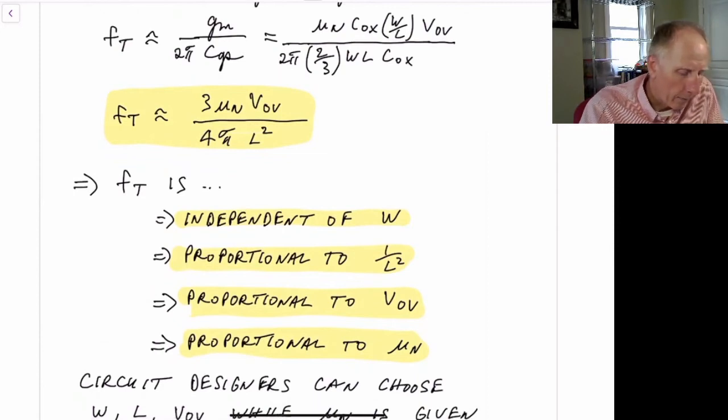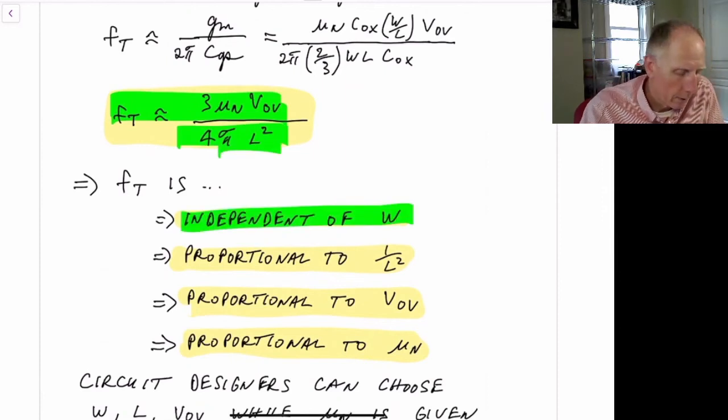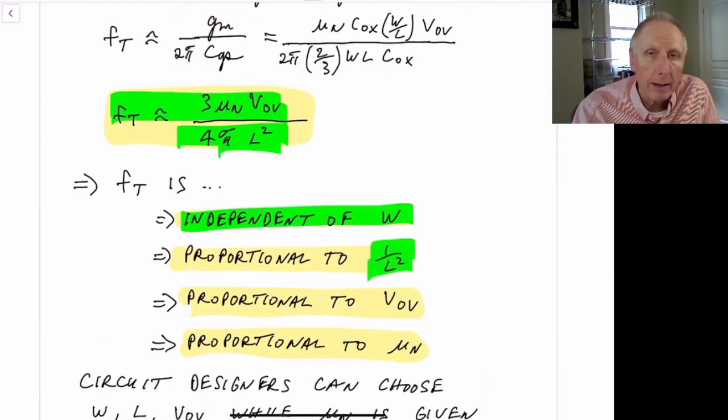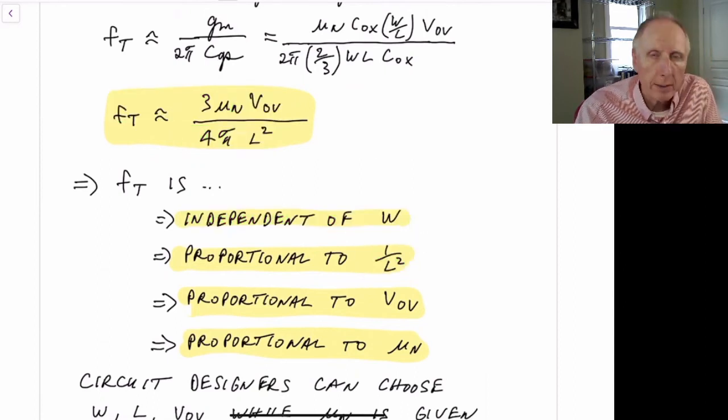So what we have then, shown by this equation, is that FT is now independent of W, but it's proportional to 1 over L squared. So by choosing a length that's not minimum, you're going to be going slower. If you just worry about speed, you want to choose the minimum length you can, or you want to go to a technology which has a shorter length. By going to a shorter length, you get a speed increase, in fact a squared increase. So if you can reduce the L by 1/2, you'll get a 4 times increase in speed.